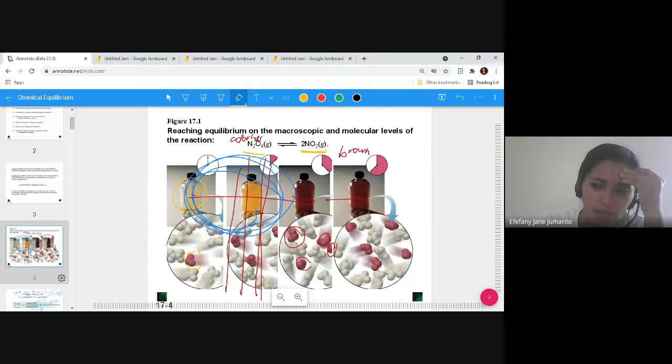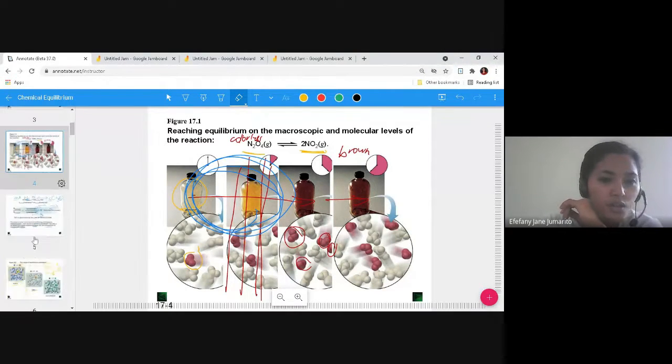Then that's why we can identify in which direction it will proceed. Will it go forward or will it go backward? Now, the reference for going backward and going forward is always your QC, not your K, because at K the rates of the forward and reverse reactions are equal.